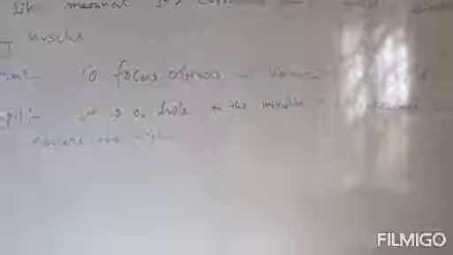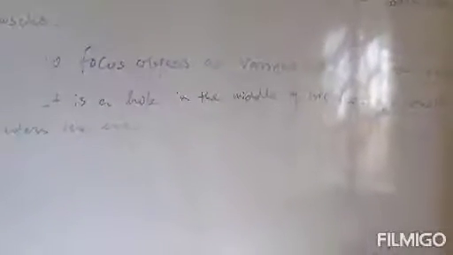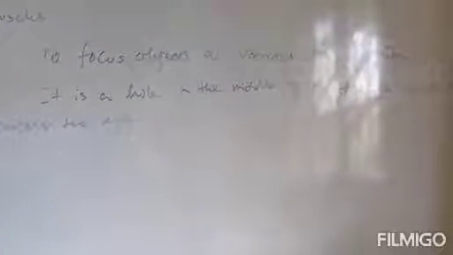Clear? This pupil actually appears black, because light falling on it goes into the eye and does not come back. When light enters through the pupil, it goes into the eye but it does not come back. That's why the pupil looks black in color. Clear? So what is its function?